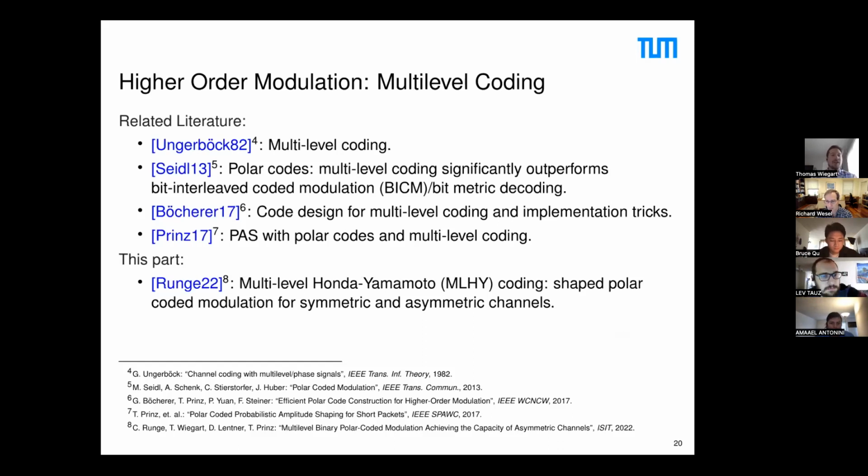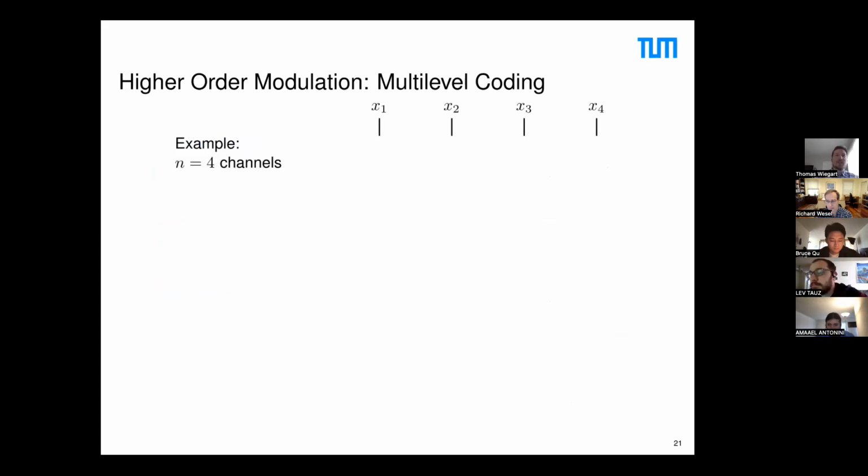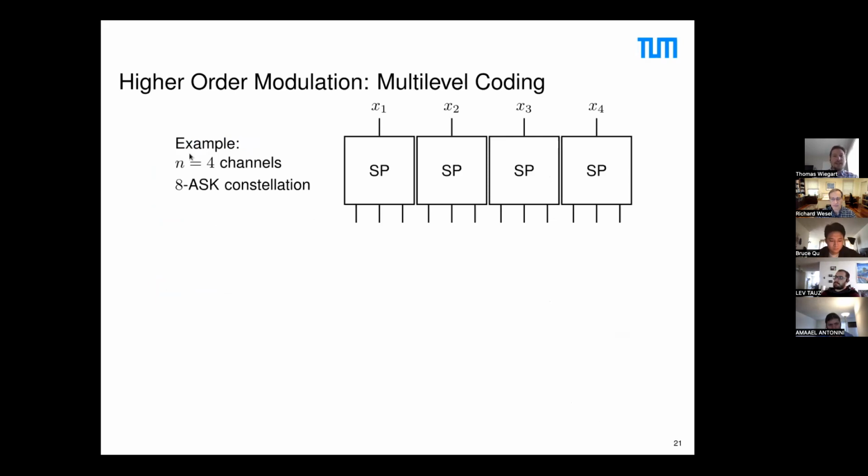Okay, so for multi-level coding, let me maybe just start with a brief example and a brief introduction to show you how it works before I get formal. So let's look at the example where we just have 4 channels and we want to have an 8-ASK constellation. That means every symbol that we input into the channel needs to be labeled with 3 bits. For polar-coded higher order modulation, one usually always uses set partitioning labeling. That basically comes from the Seidel paper. They found that set partitioning works very, very well.